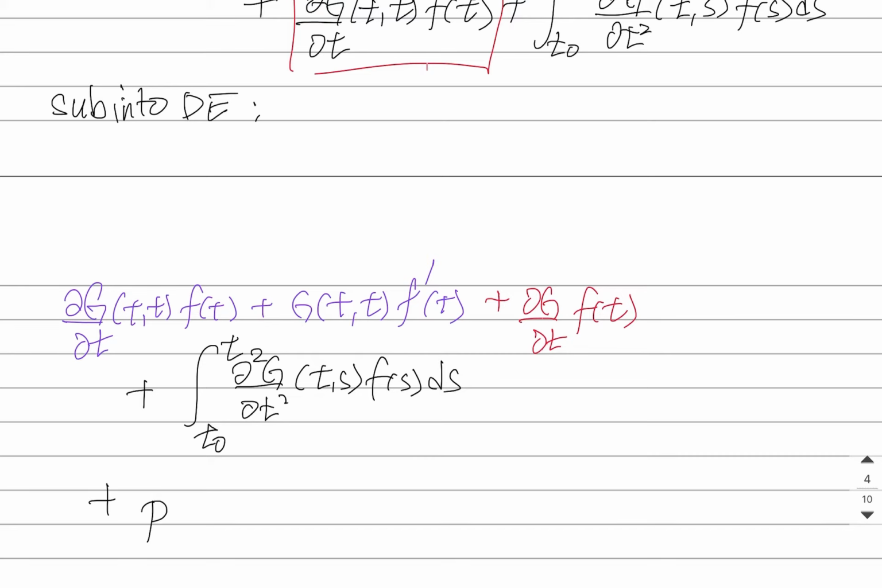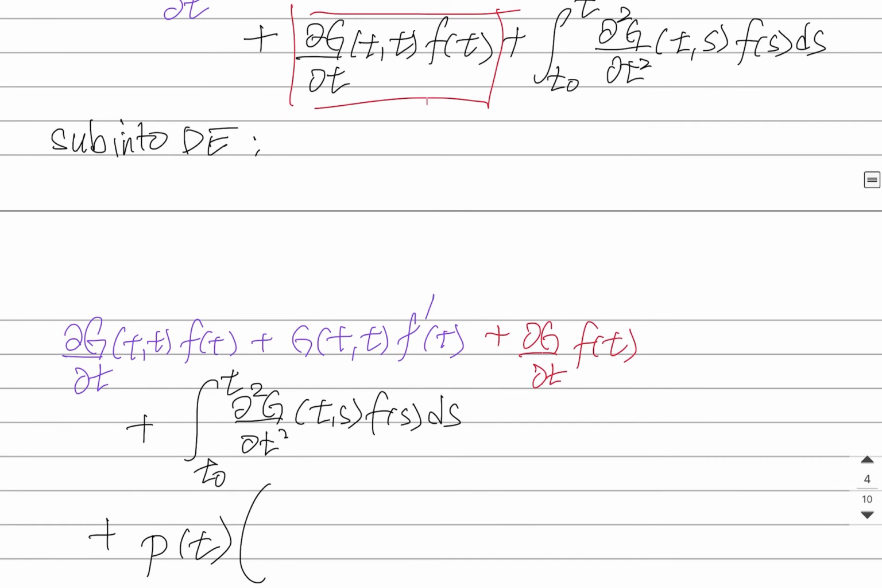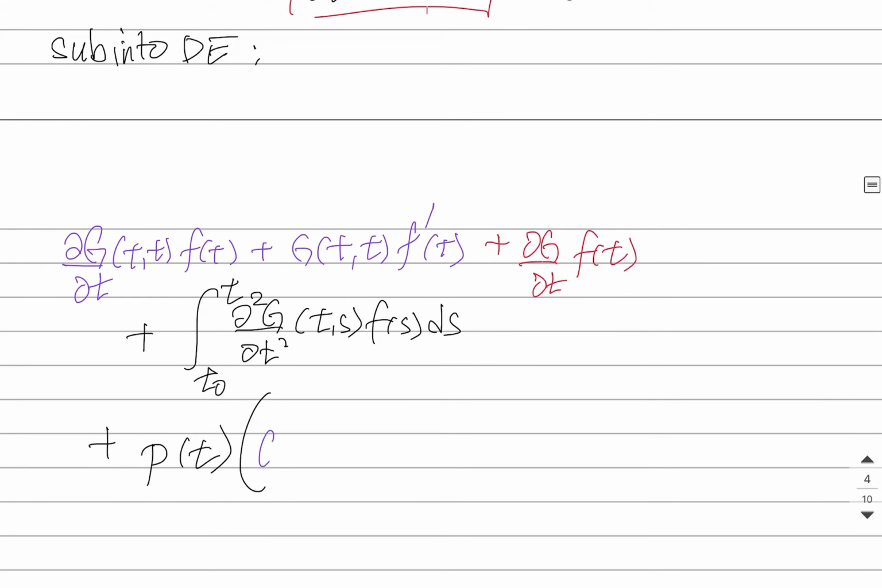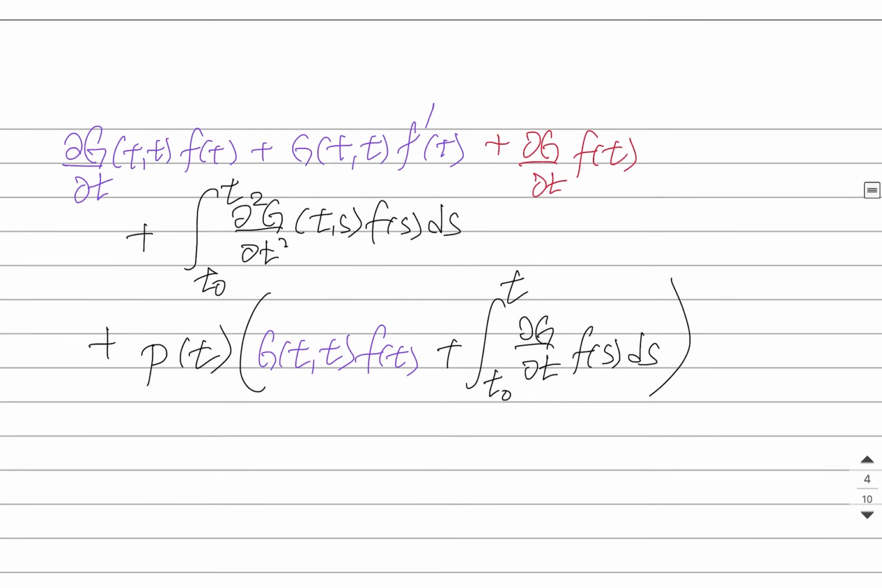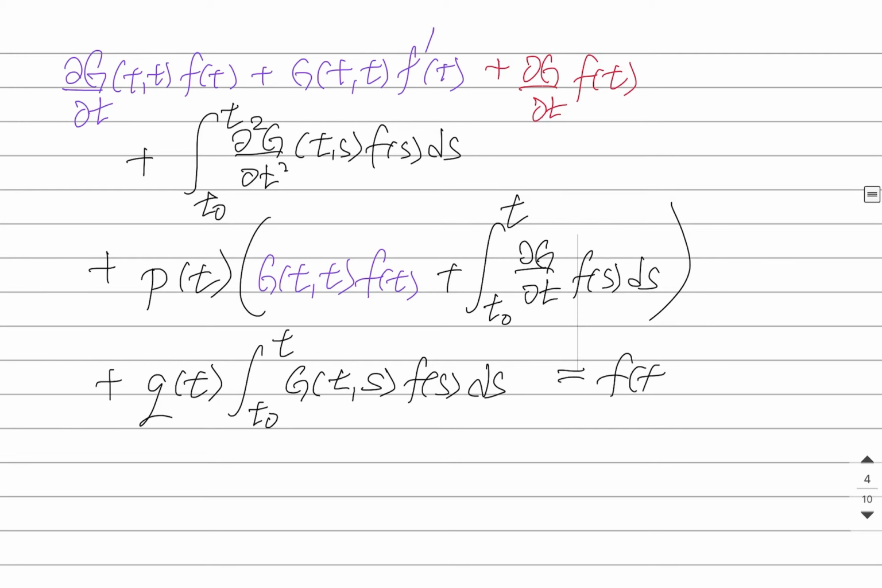Then I'm going to have the y prime term. So it's going to have this p(t). And if I scroll back up, I'll have another purple term, g(t, t) f(t), plus this antiderivative there, where that's one partial derivative, f(s) ds, and then I will add to that q(t) times the term with my original guess, g(t, s) f(s) ds. And I want to set this equal to the right-hand side.